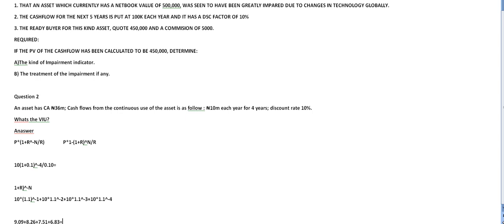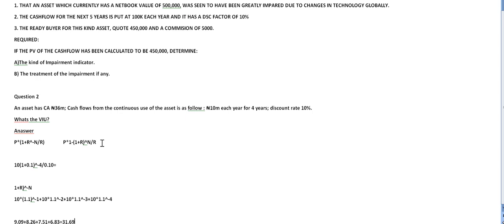Oh, okay. So the total of the 4 together is what? 31.69. Yeah, 31.69. That means those that use the annuity formula, your answer is not correct. This is what we're supposed to have.